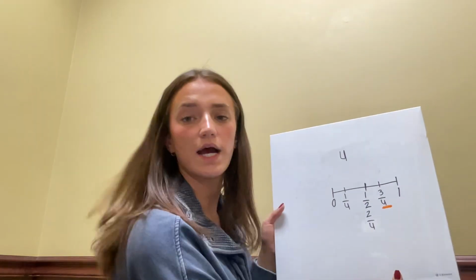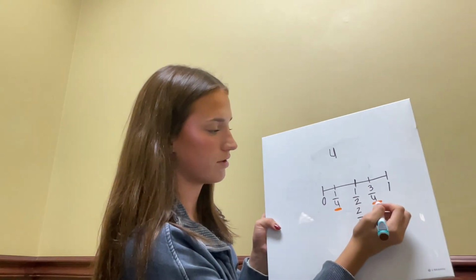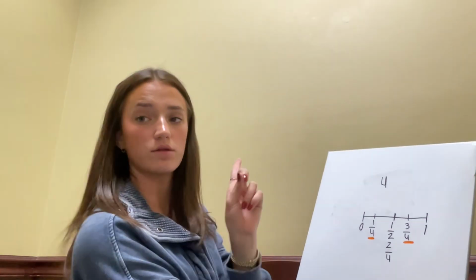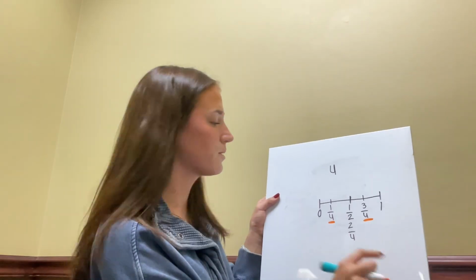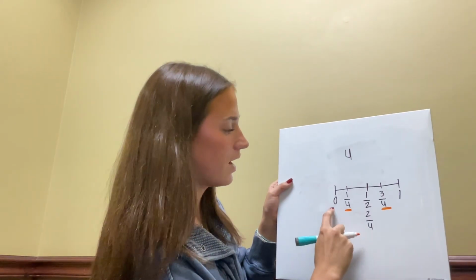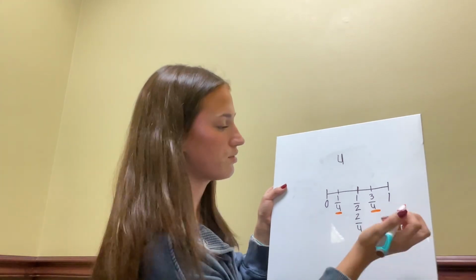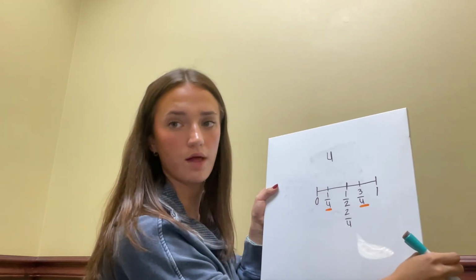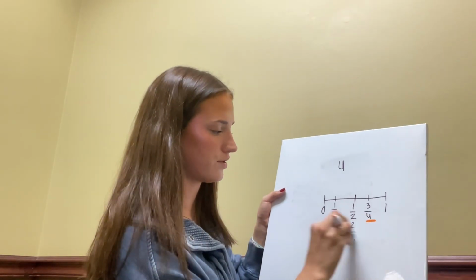So another thing we can ask ourselves is which fraction is bigger, 1/4 or 3/4? So remember, let's take a look at the left side. Our left side is the smaller numbers and our right side is the greater numbers. So 1/4 is right next to 0 and 3/4 is right next to 1 whole. So we know that 3/4 is bigger, just by how far right it is on the number line. And 3 is greater than 1, our numerator.